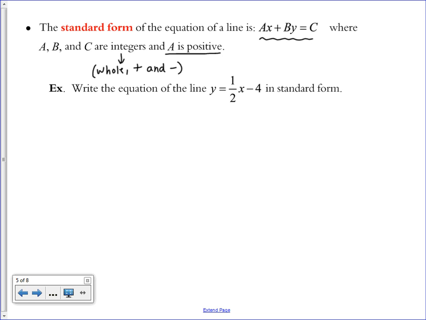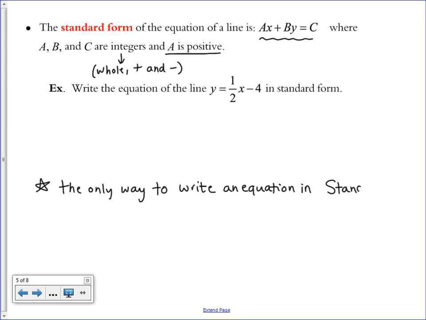The only way to get to standard form, and I'm going to write this because it's actually such an important note. The only way to write an equation in standard form is to start from slope-intercept and rearrange it.